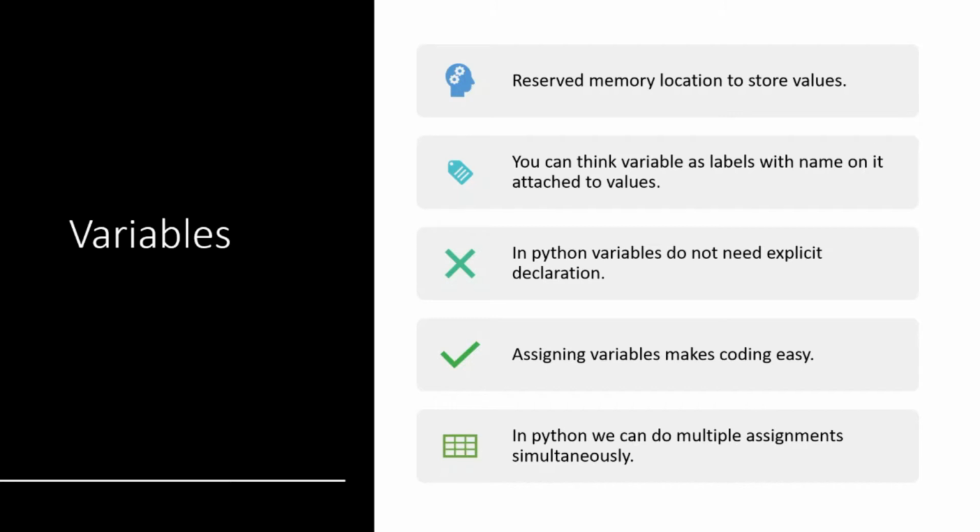But in Python, you don't have to do any of this. Directly you write x is equal to 27 or 27.45, whatever you give it, it will immediately accept it as it is.